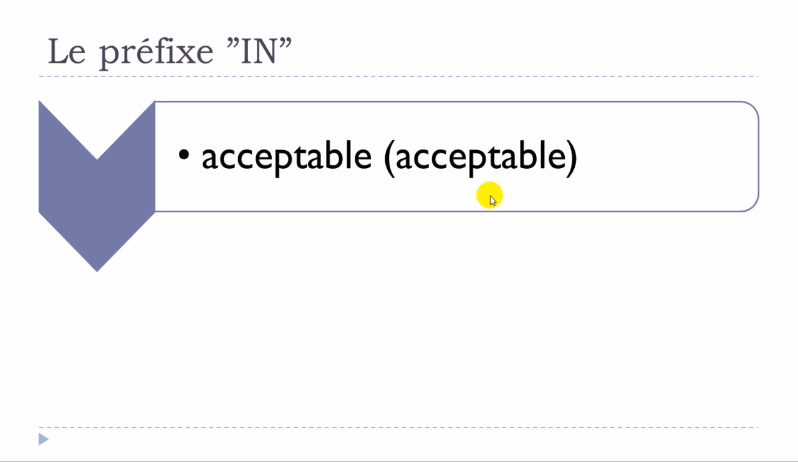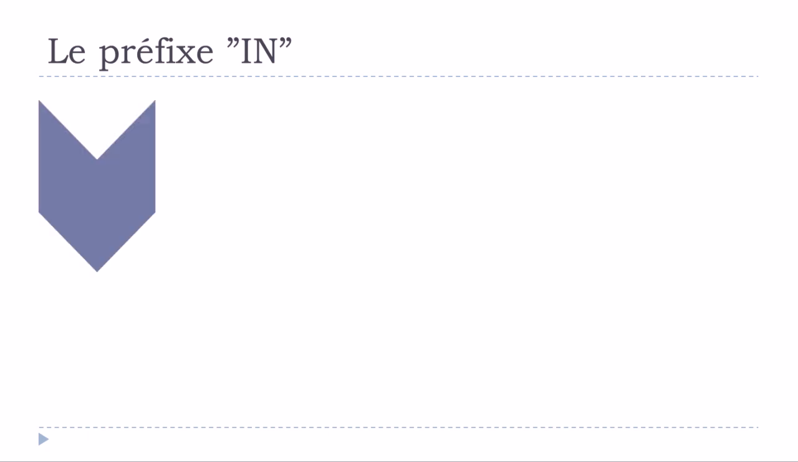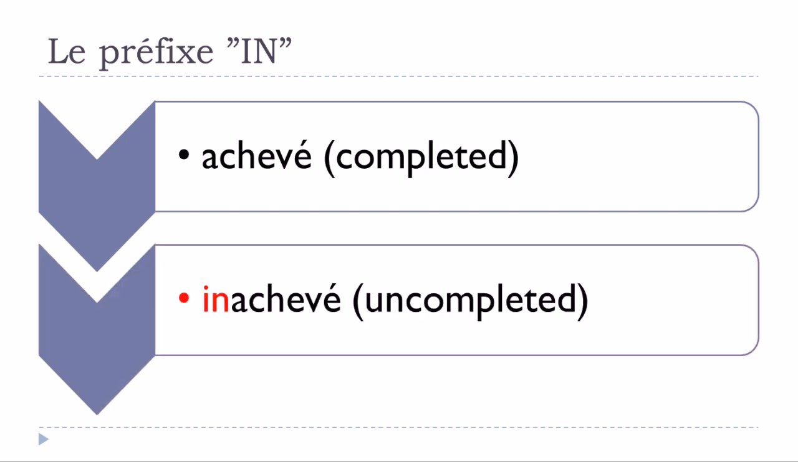And the first one is acceptable. Okay, acceptable. You will have the translation here in English, and it's not that difficult in that case. And if you want to express this privé de or sans, okay, without or less, then you will add this in, as we saw, first at the beginning of your word, then you will just add your word, and you get inacceptable. Okay, acceptable, inacceptable. Achevé, inachevé. Okay, achevé, inachevé.